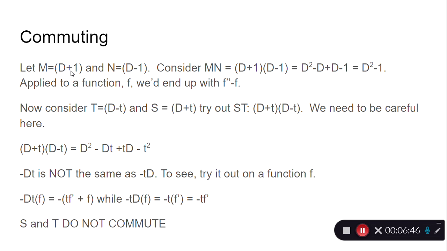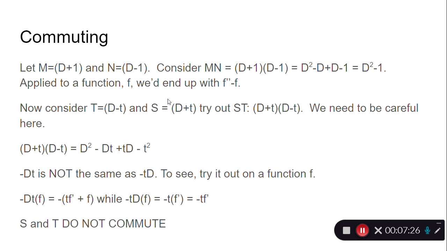Take two linear transformations, linear operators, D plus 1 and D minus 1. Remember, capital D is the derivative. Consider m times n. I can multiply these out as if I was doing ordinary algebra. I can simplify and I get D squared minus 1. This is a new linear operator, and you can apply it to a function. What would you get? D squared on the function is two derivatives, and minus 1 is just multiplying by 1. So I get f double prime minus f.